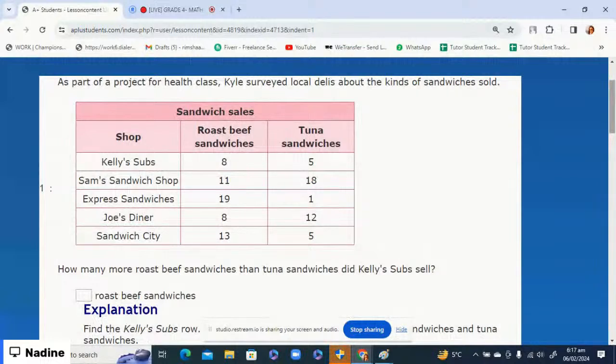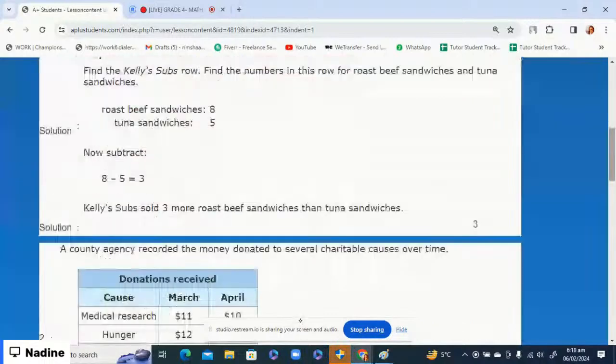As part of a project for health class, Kylie surveyed local delis about the kinds of sandwiches sold. Sandwich sales are given, and names of shops are given. Now, roast beef sandwiches and tuna sandwiches are given. So, how many more roast beef sandwiches than tuna sandwiches did Cali's Subs sell? We are only involved with Cali's Subs. So, how many more roast beef sandwiches than tuna sandwiches? We just check it out, and when we find the difference, yes, good, it's three more. Let's do the test.